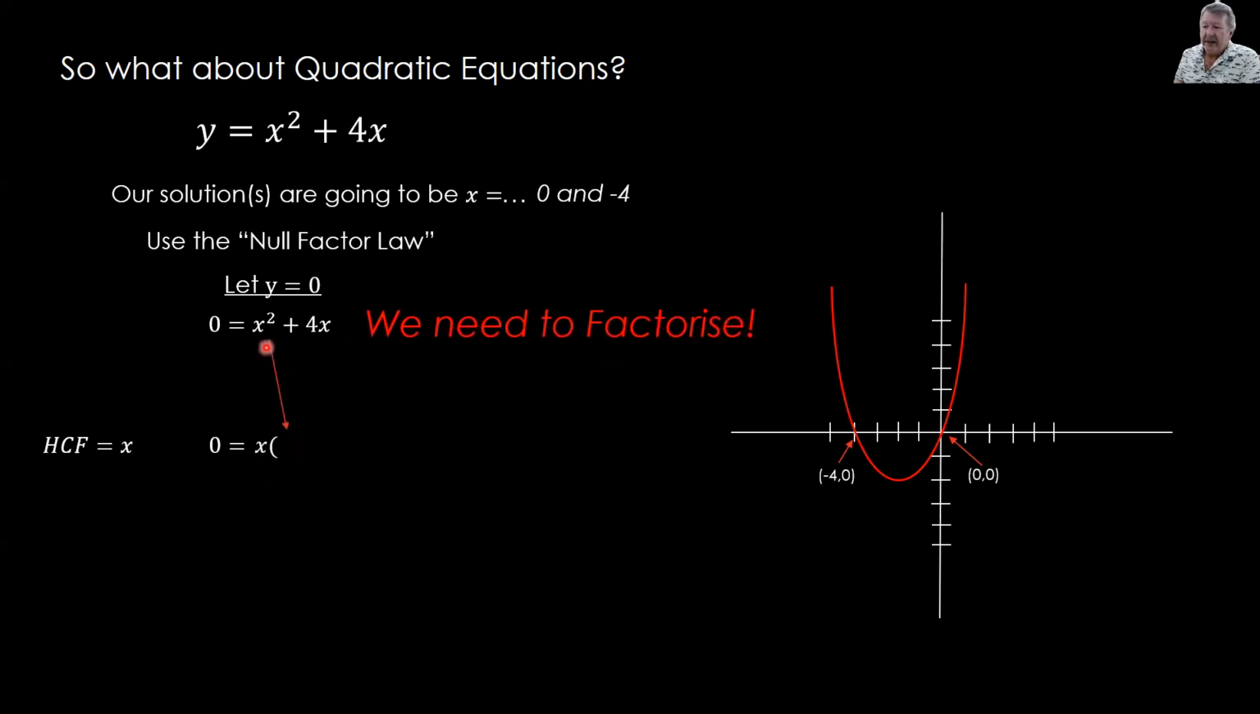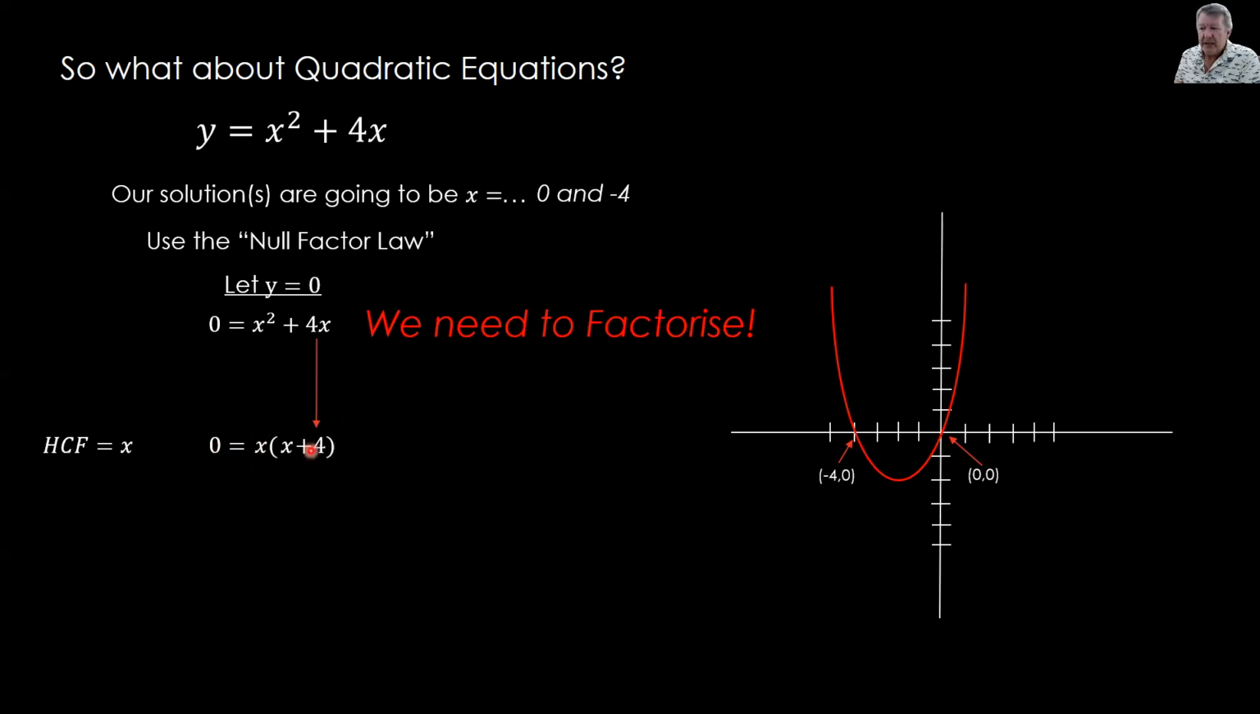Now, we've taken the x out of the x squared, so what's left over? X out of x squared leaves an x. We've taken the x out of the plus 4x, and we're left with plus 4. Great. This is starting to look like the other side, isn't it? We have two options now.